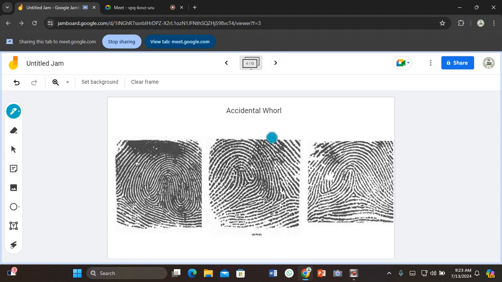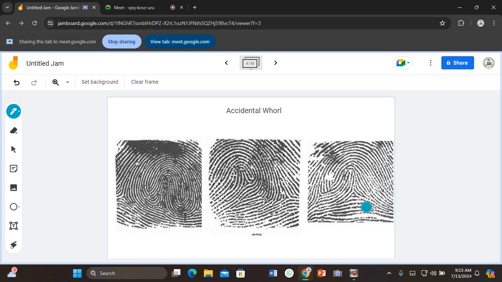At times, in the accidental whorl, you have a double loop combined with an arch. At times, we have two arches combined with a loop. And at times you may even have something that does not resemble any one. You cannot categorize it as an arch, as a loop, or as any of the formative patterns. So when you have anything like that, we call it accidental whorl.